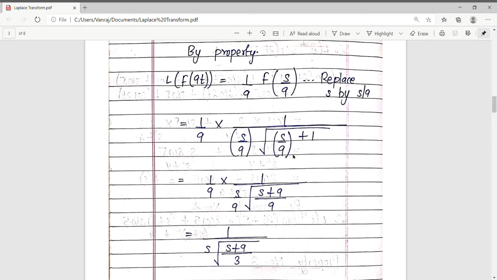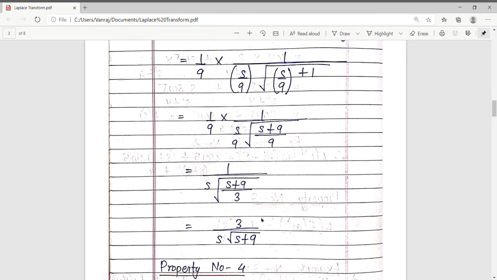Then I have simply cross multiplied 9 over here. So 1 upon 9, 9 and 9 will get cancelled, and the 3 will go up. Root of 9 is 3, that's why 3 will go up, and we will get this answer. So this is the final answer.